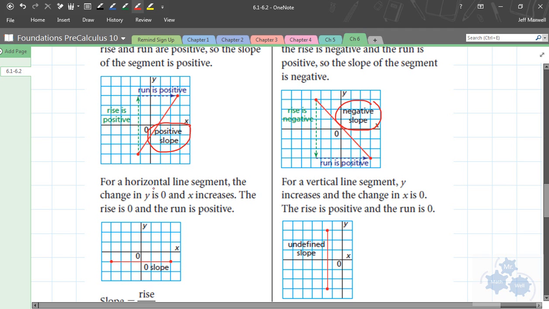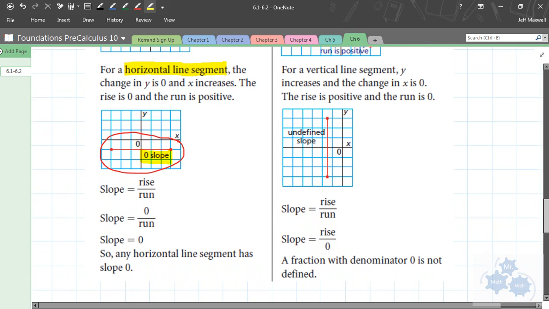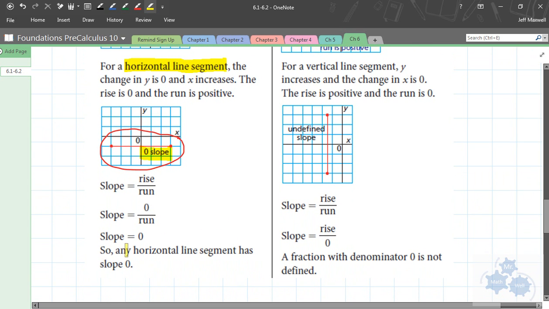Has to be 0. So somewhere between a positive and a negative, there has to be a slope that represents a 0 slope. And in this case, we know that a horizontal line or line segment has a 0 slope. It's neither positive nor negative. Okay? You need to understand that. All right, a horizontal line has a slope of 0.